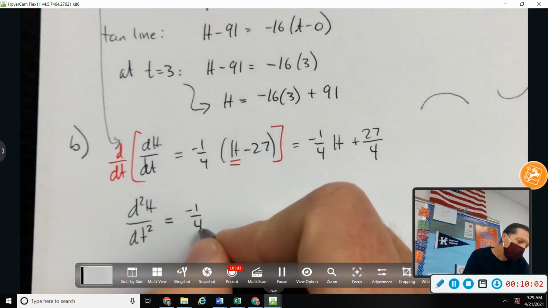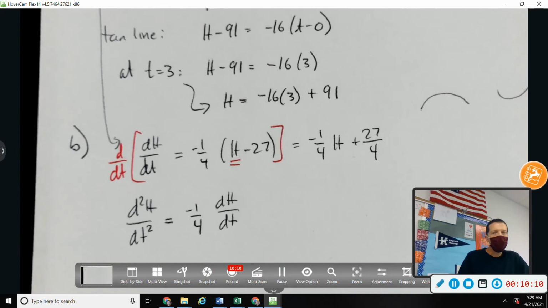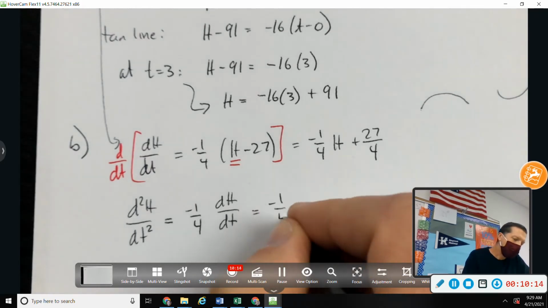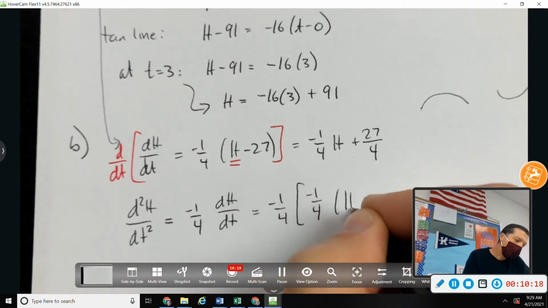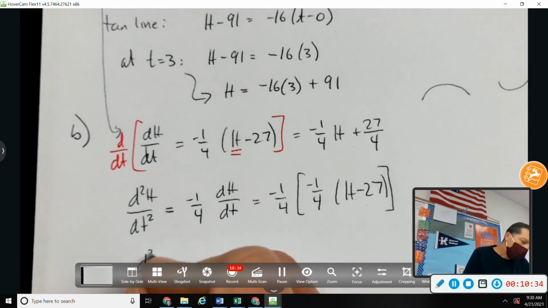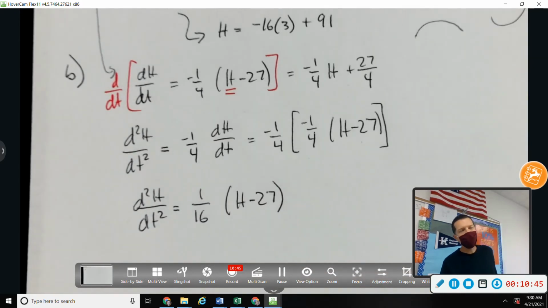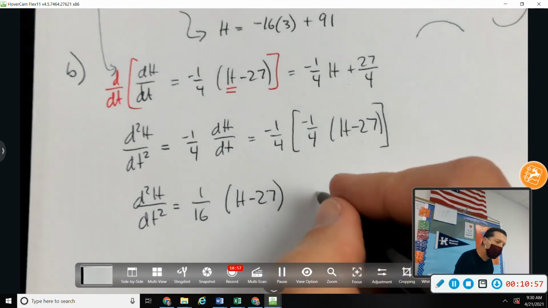So negative 1/4 dH dt. But we have dH dt. So negative 1/4 times negative 1/4 h minus 27. So the second derivative is 1/16 h minus 27, and they said something about h is always greater than 27, which kind of seemed weird at the time, but now I know why they said that.